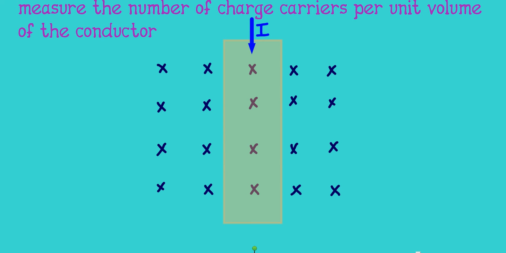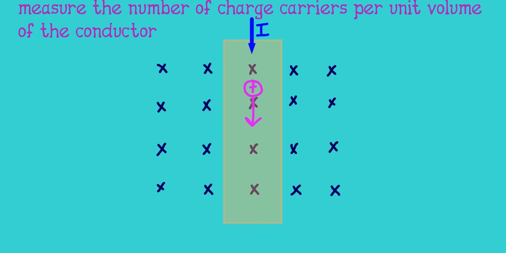And so basically what we're going to do is send a current through this conductor. Our current's going downward. Now let's say that the charge carriers are positive. So in other words, those charge carriers, our little positive charges, would be moving downward in this conductor.